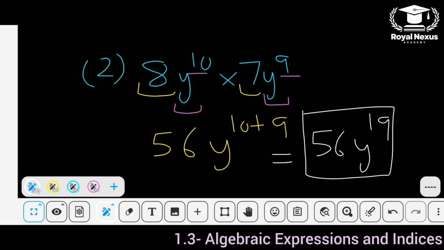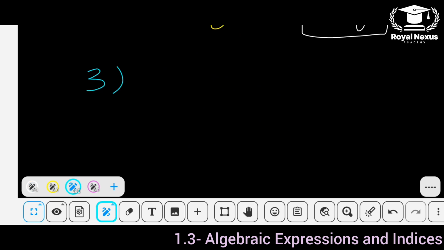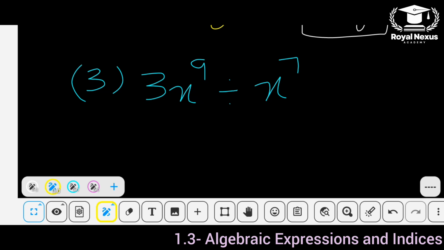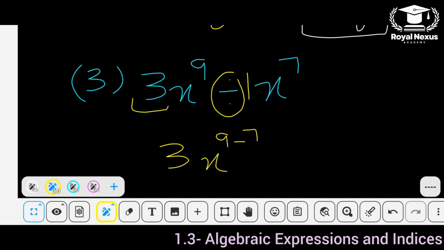Moving on to the third question. The third question is 3x to the power 9 divided by x to the power 7. Here the first step, as I told you earlier, is to divide the constant terms. Here there isn't any constant, which means it's 1, right? So 3 divided by 1 is just 3. Since the bases are the same and there is a division sign, the powers will be subtracted as per rule number 2 of indices. So it will be x to the power 9 minus 7. The final answer will be 3x raised to the power 2.